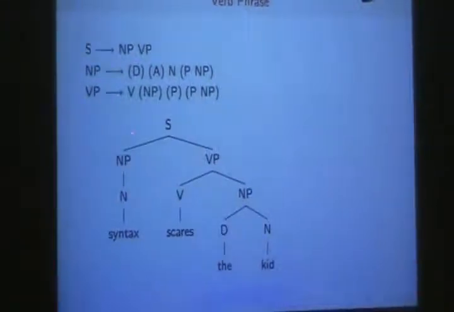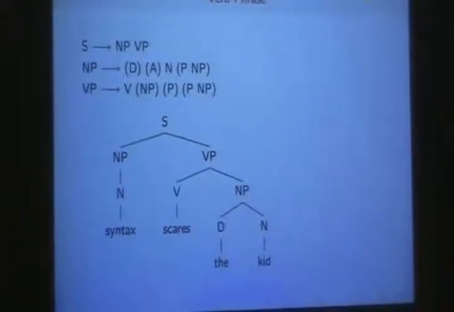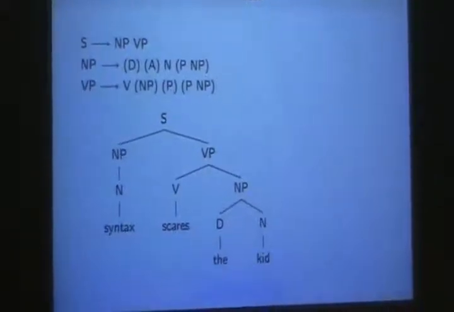So this one in particular says, this sentence here has these two phrases in it, like all sentences must. The first consists of just one thing, and that's a noun. And the second consists of two things, the first of which is the verb scares, and the second of which is another phrase. In this case, a phrase that's made of two things, the first of which is a determiner, the second is a noun. That's one of the possibilities sketched out by this rule. Okay.